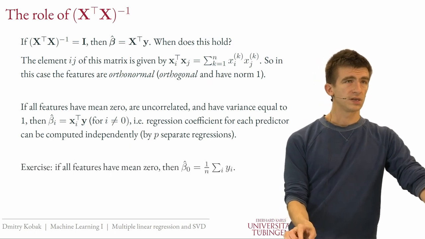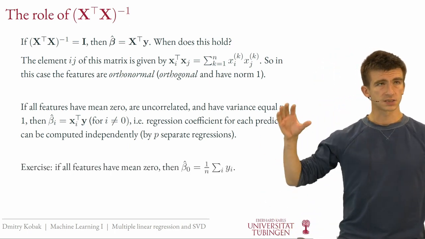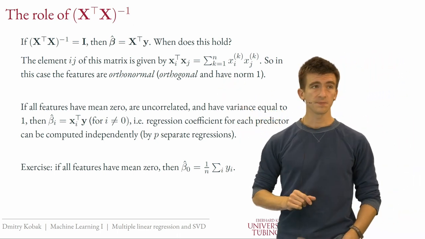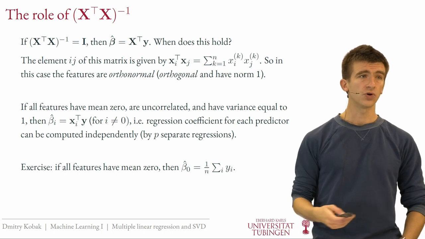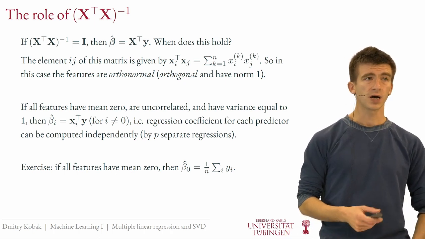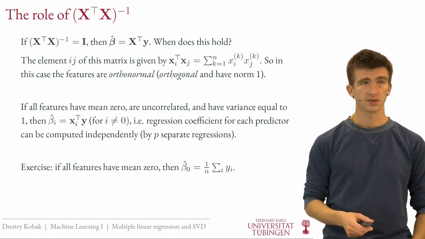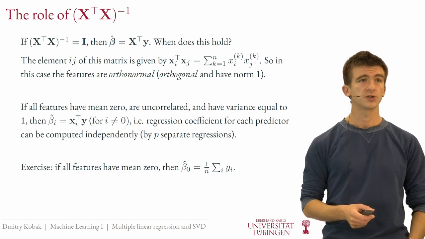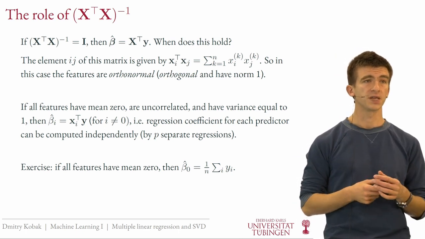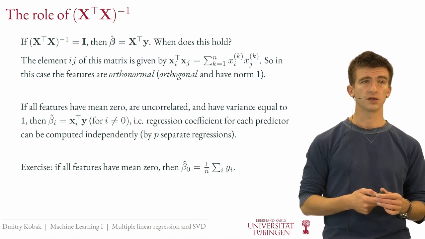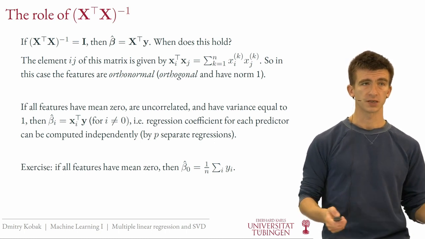Now, I always say the intercept works a little bit separately here. But in fact, if all features have mean zero, as we said before, then we can work out the value of beta zero hat. That will be optimal, and it's very easy, and I leave this also as an exercise to show that in this case beta zero hat will just be the average response over all training samples.